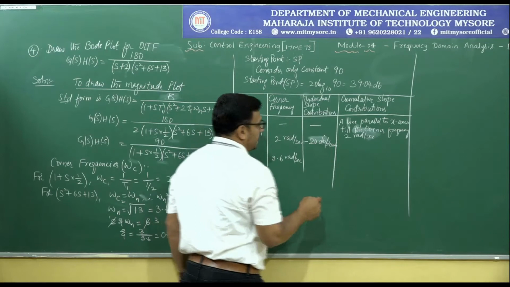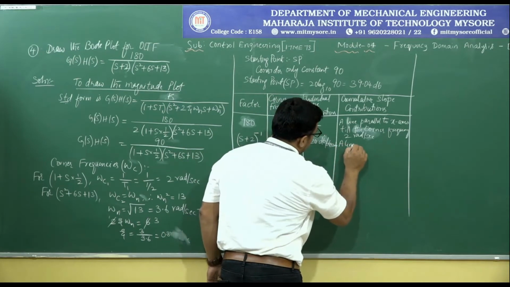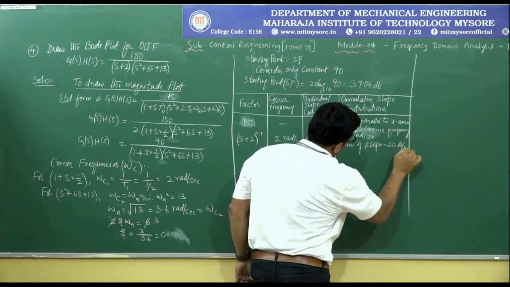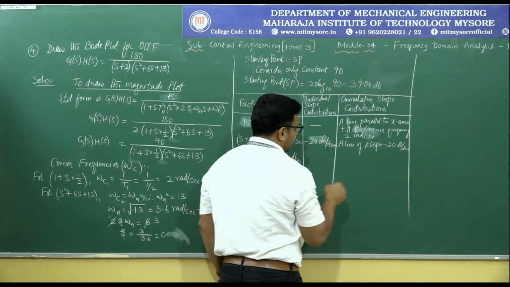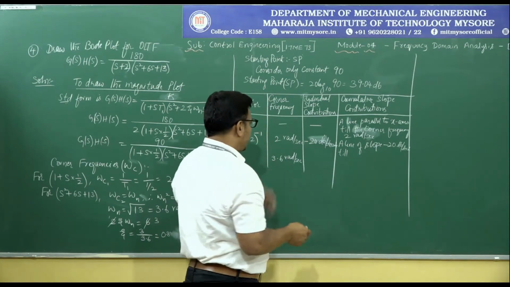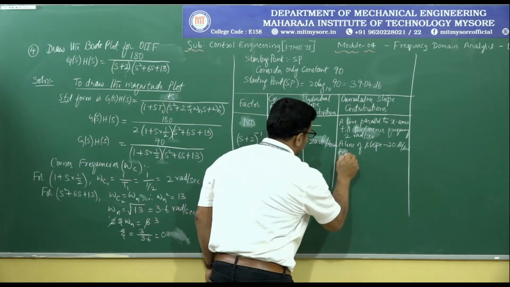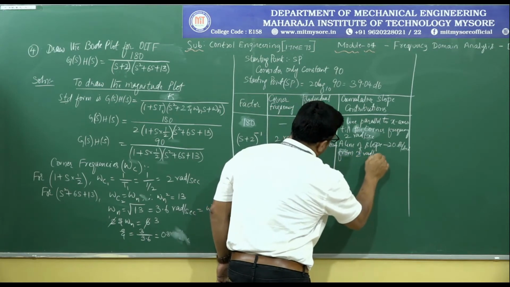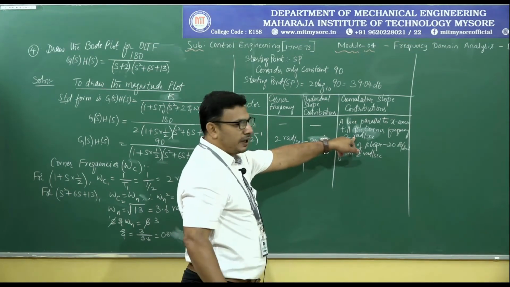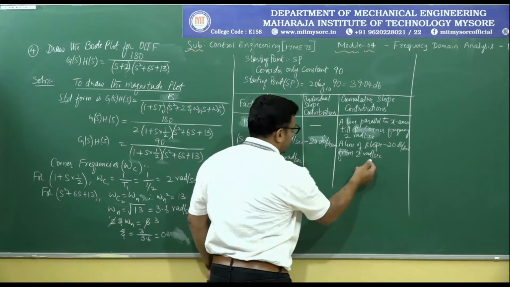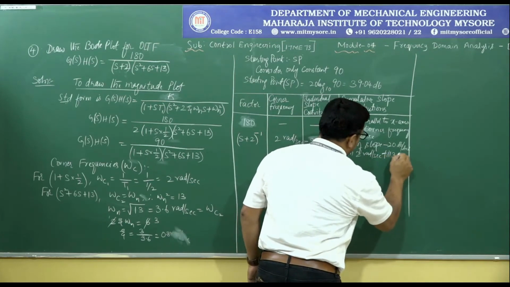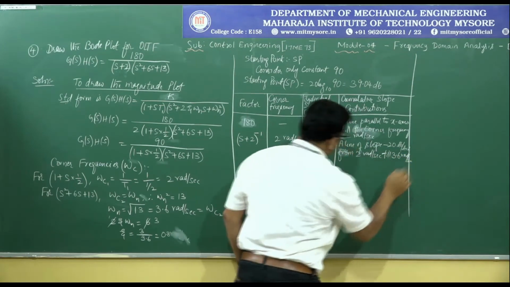So the cumulative one will be a line of slope minus 20 decibels per decade till the next corner frequency. From 2 radians per second, where the previous slope contribution had ended, from there we have to start, from 2 radians per second till the next corner frequency, that is 3.6 radians per second.